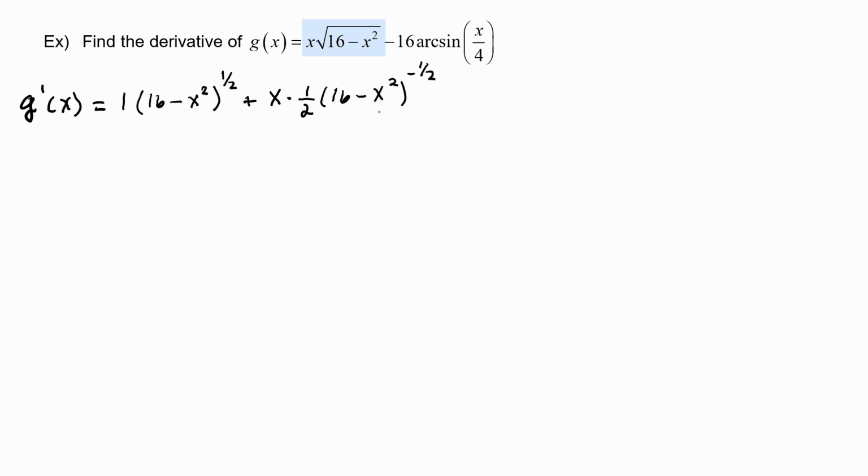Then the chain rule says we have to take that times the derivative of what's inside, which would be negative 2x.